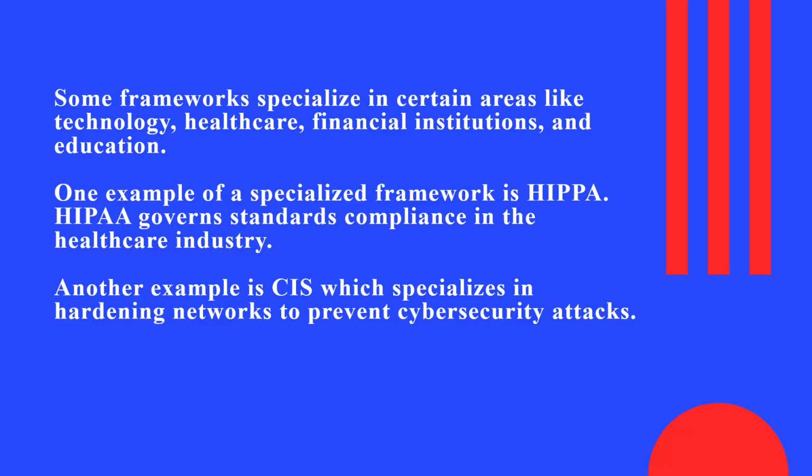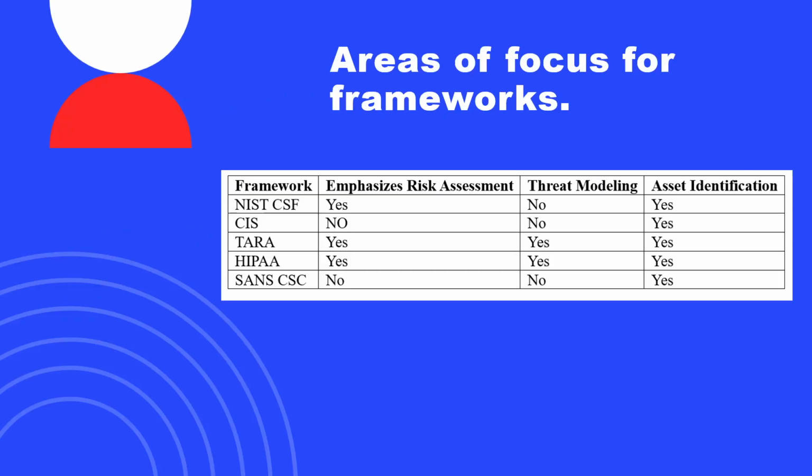Some frameworks specialize in certain areas like technology, as mentioned before, healthcare, financial institutions, and education. One example of a specialized framework is HIPAA. HIPAA governs standards compliance in the healthcare industry. We see that in all types of medical offices, hospitals, maybe even dental offices, anything that involves patient medical information. HIPAA governs that industry. Another example is CIS, which I mentioned earlier, which specializes in hardening networks to prevent cybersecurity attacks.